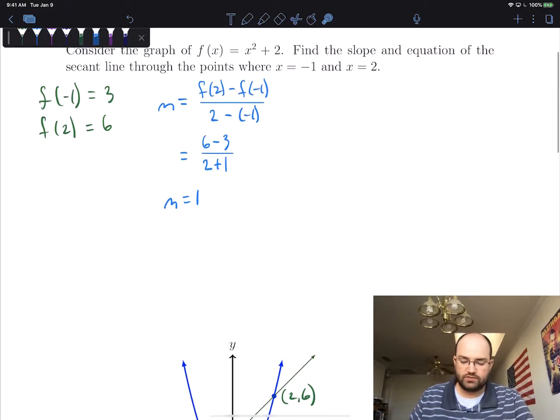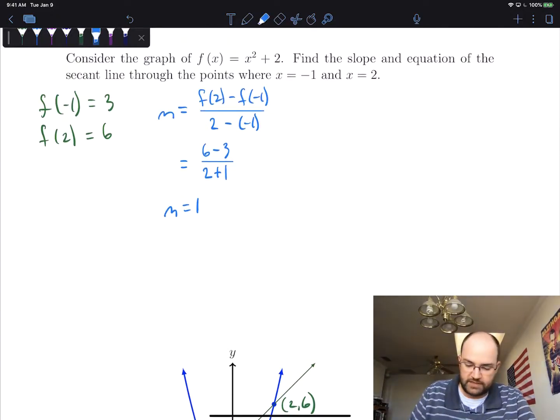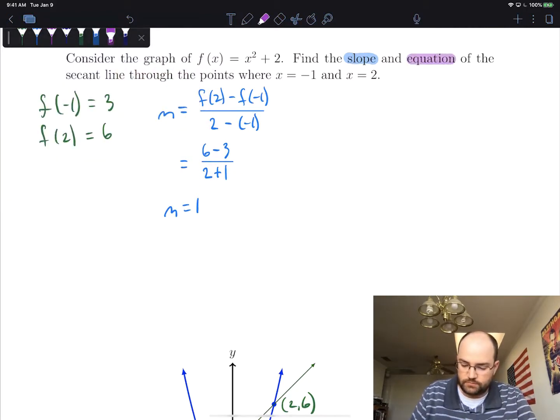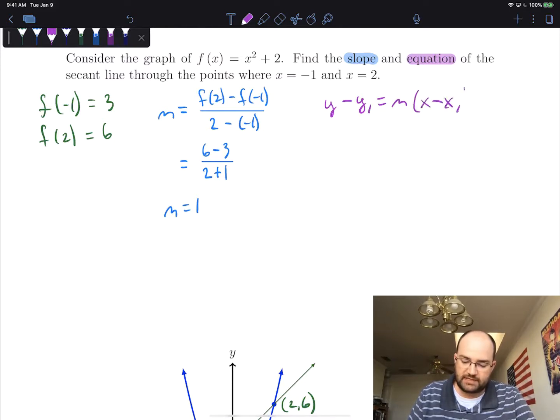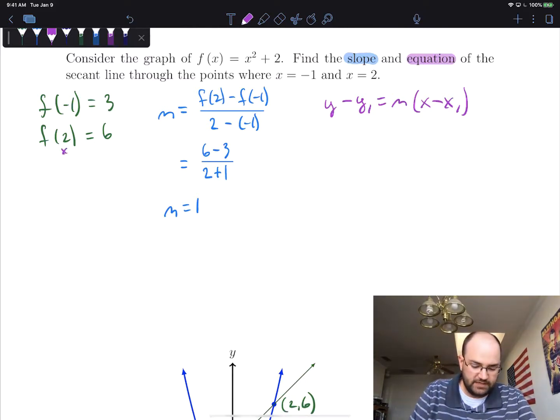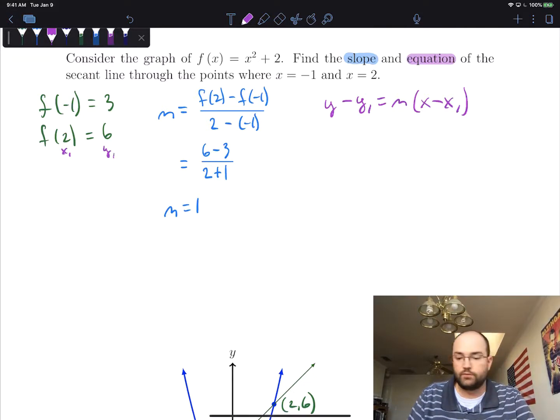Now we want the actual equation itself. So we just figured out the slope. Next, let's figure out the equation. To figure out the equation, we need to use the point-slope form. So y minus y1 equals m times x minus x1. And then just plug in what you know. You can have this to be x1 and this to be y1 if you want. And of course, m is right here.